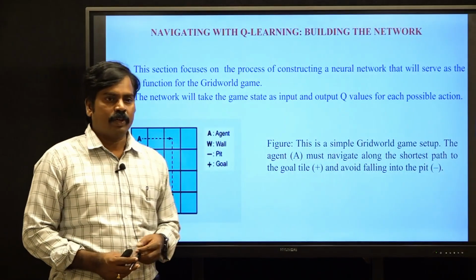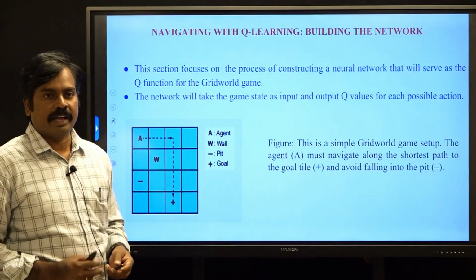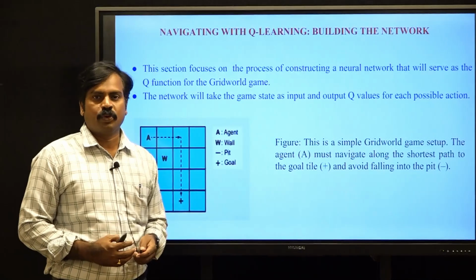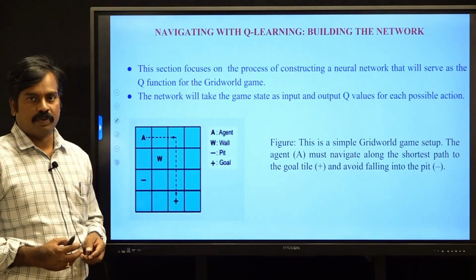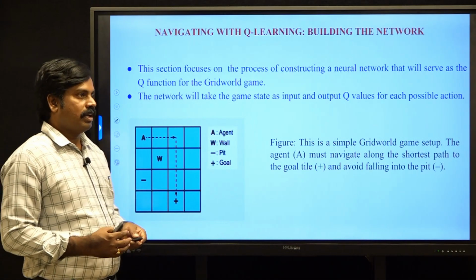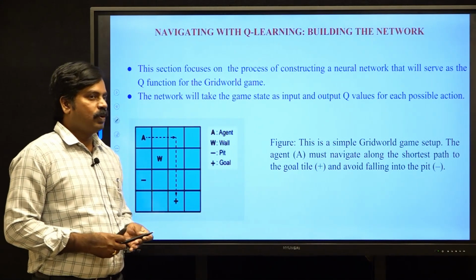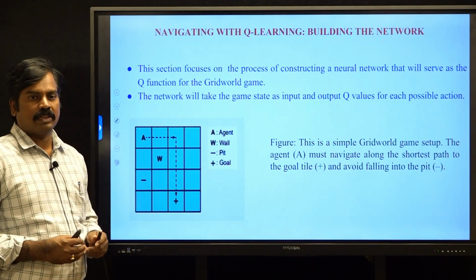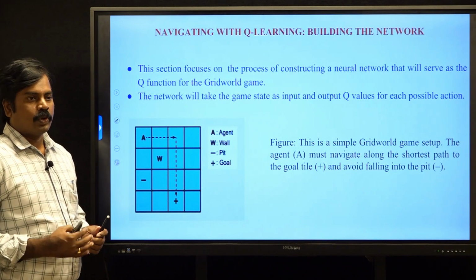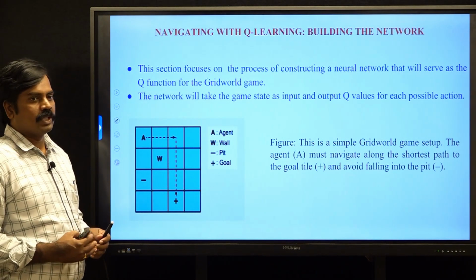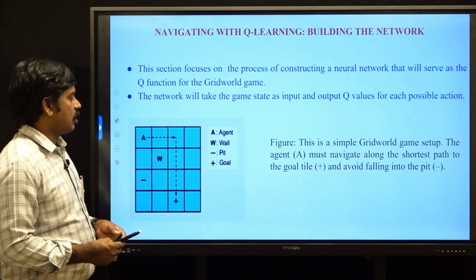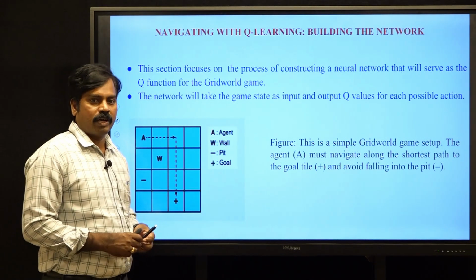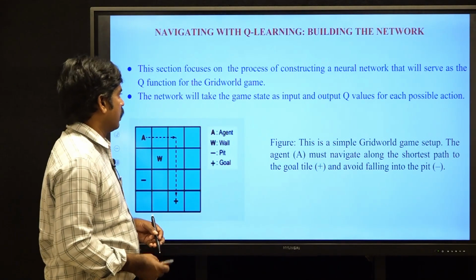In Q learning, the agent learns using the Q function to get the maximum cumulative rewards. This is the main aim of Q learning. The Q function is the central concept in Q learning. The Q function is implemented using a neural network. In this topic, I explain how to implement the Q function using a neural network.